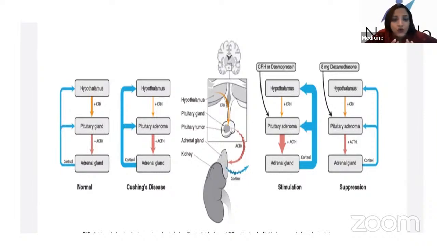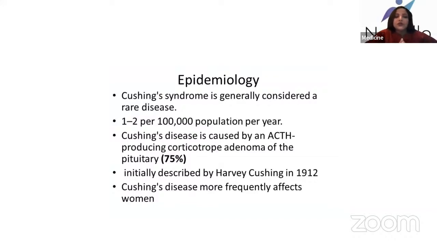Cushing syndrome, as I've told you, is the increase in cortisol level, and the pathology can be anywhere in the body. Okay, it can be just simple physiological stress also, right? So the epidemiology is very easy. Cushing syndrome is basically a very rare disease, and Cushing disease is caused by an ACTH producing corticotropic adenoma in 75% of the patients. This is a very important point that you have to remember. And Cushing's disease, which is an ACTH producing pituitary tumor, is more commonly found in females.